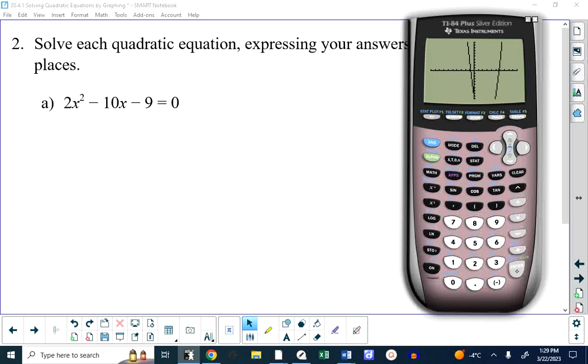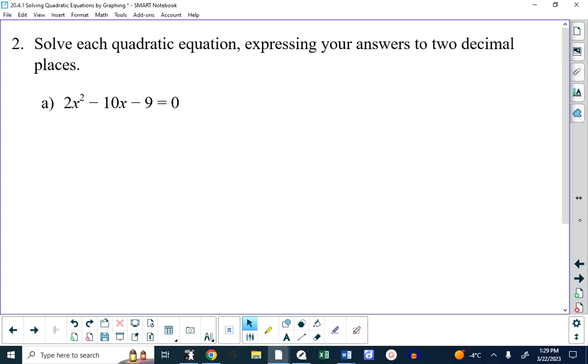Can you do me a favor and to 2 decimal places, the nearest hundredth, find the values for the x-intercepts there, and we'll compare our answers. Well, you will compare your answers to some other people. I'm not going to actually do it.